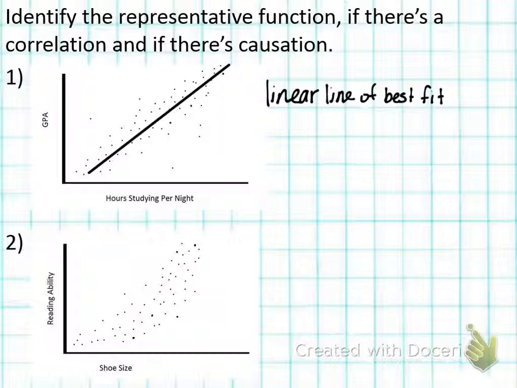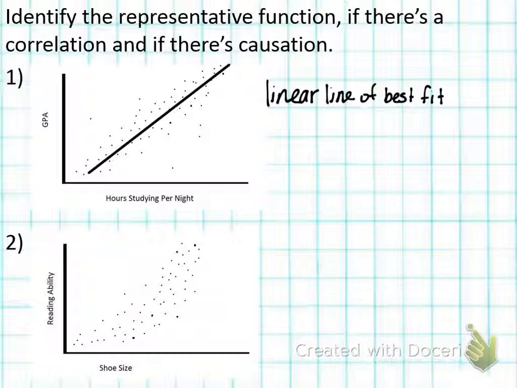Number two, here's some data. I wanted to compare shoe size with reading ability, okay? So if you have small shoe size, look over here, small shoe size, you have low reading ability. If you have higher shoe size, it goes up to higher ability, okay? Does that make sense so far? Yes or no? Yeah. Okay.